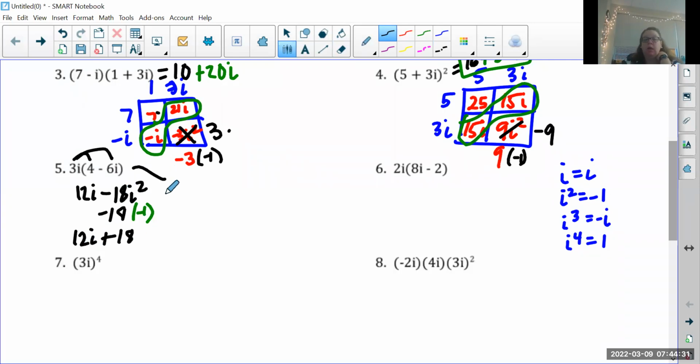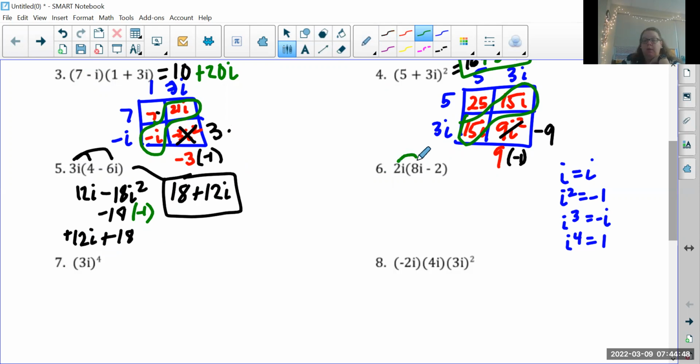We always need to write the real part first and then the imaginary. So 18 goes first, and then it's plus 12i, because this is a positive 12i, not because this is a plus. So this would be the correct answer. Don't leave it as imaginary and then real.